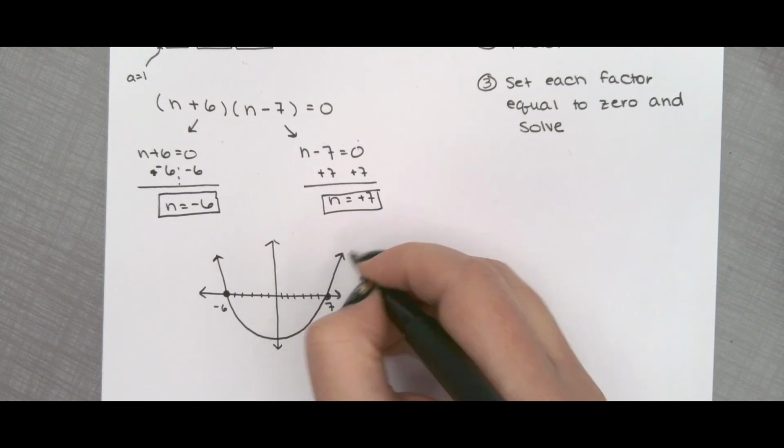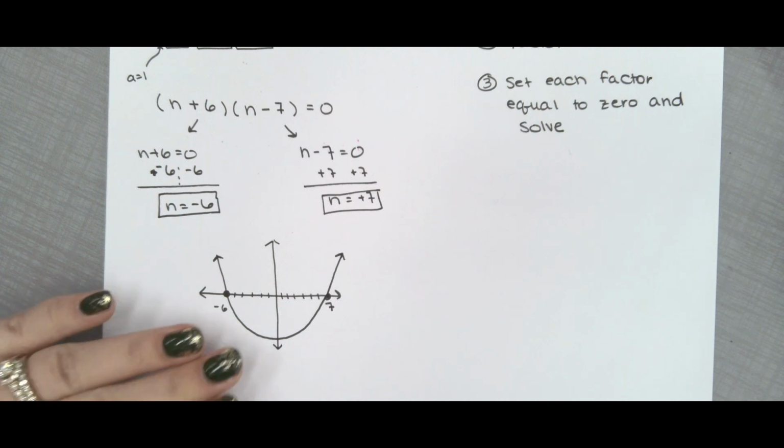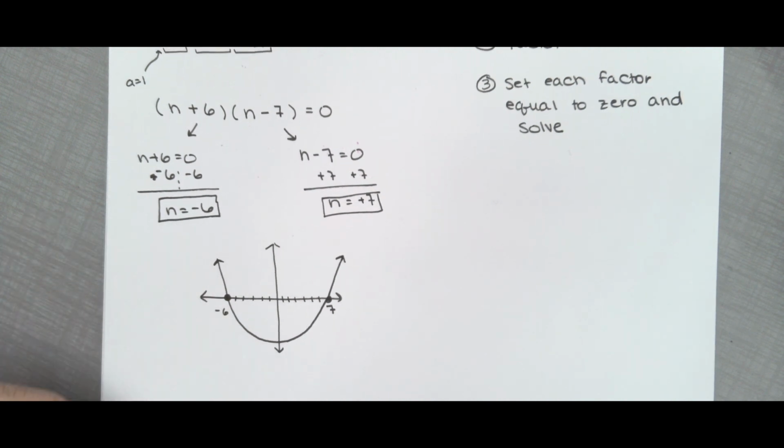So again, why are these numbers important? Because it tells you where the x-intercepts are. We're not graphing, I just wanted to show you what that actually means. But there will be graphing on the test. Yeah, we'll do examples.